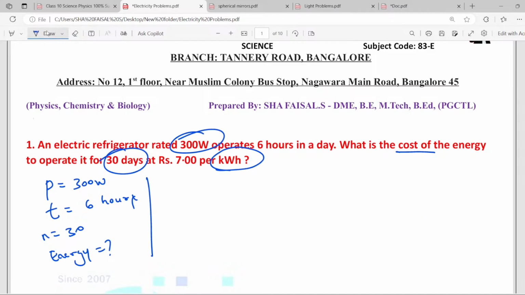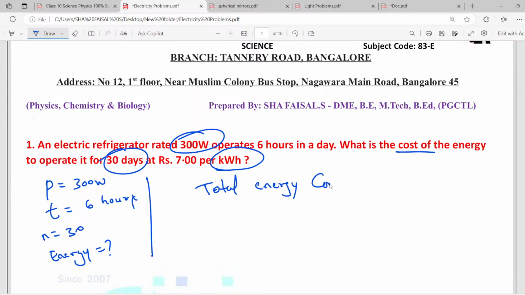So first we have to identify how much energy we are using. Correct, no? Per day, how much total energy do we consume? So first we have to calculate the total energy.